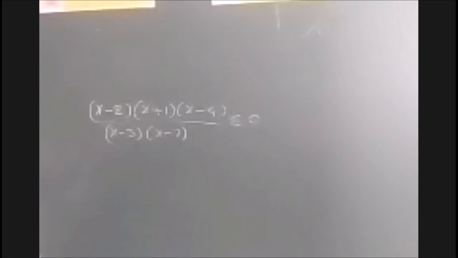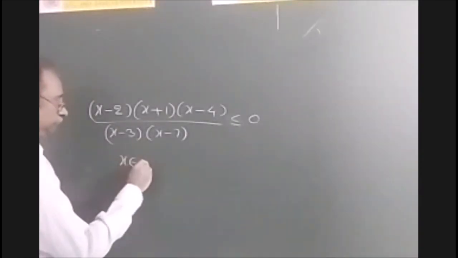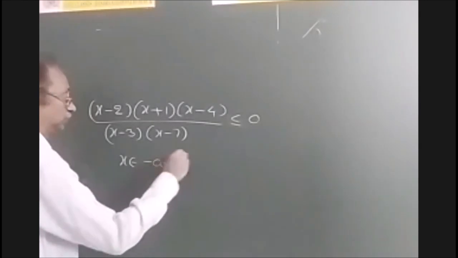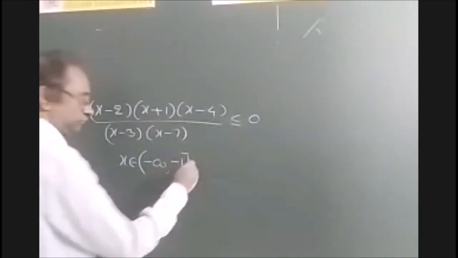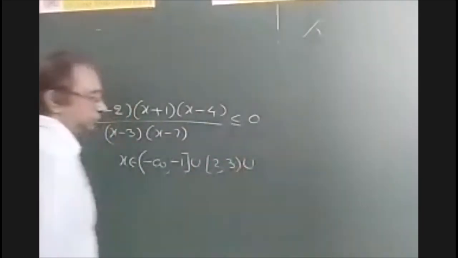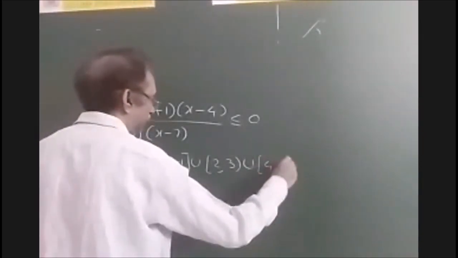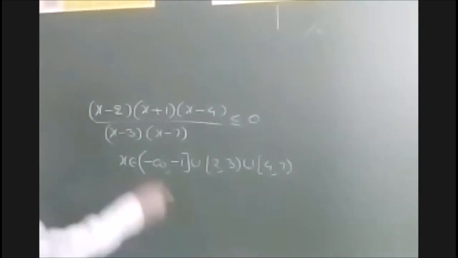Now who did this? Raise your hand. So only one person, only 3 persons. Okay, so we'll ask Snehita. Sir, x belongs to minus infinity to minus 1 closed, union closed 2 to open 3, union closed 4 to open 7. That's all. Right. So she gives that.